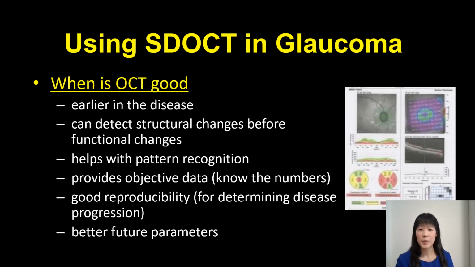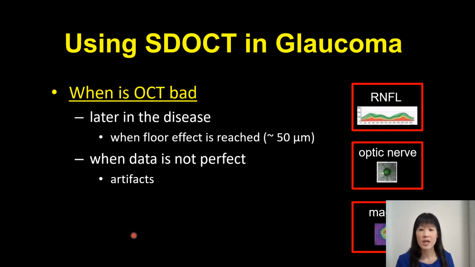So the big picture. So when is OCT good? So this is a summary. It's good in earlier disease when there's more structural change on OCT than visual field functional changes. You can use OCT for pattern recognition. It provides objective data, actual micron values of nerve tissue thickness. It has great reproducibility, and we can evaluate in 3D.